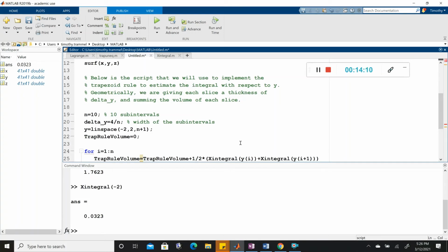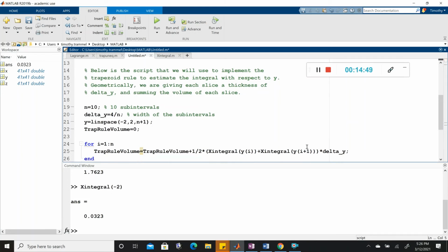So when i equals 1, it's going to do y of 1 plus y of 2 times 1/2. When i equals 2, we'll have y of 2 plus y of 3 being plugged into this integral function. So here's the 1/2, that's part of the trapezoid rule. Here's the sum of the two outputs we're working with. And then we don't want to forget the thickness of the interval, so I'm going to say delta y, which we've already defined up above. And then we'll end this.